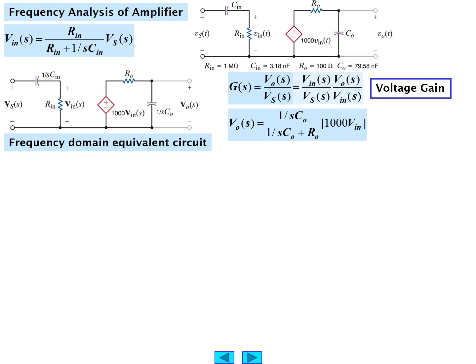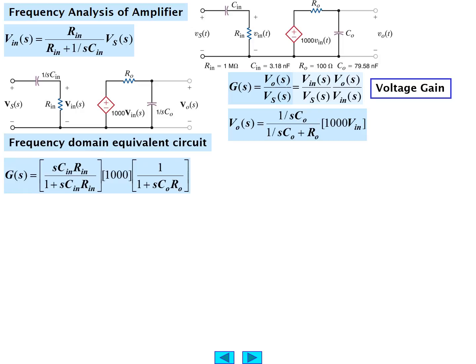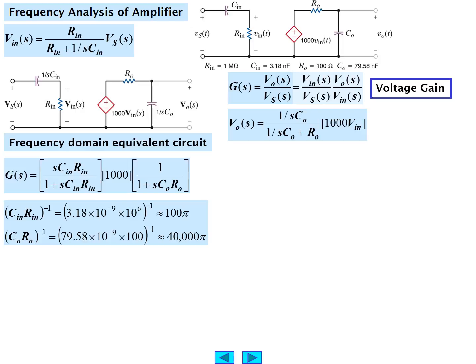Making those substitutions, we get V0 of S is 1 over SC0 divided by 1 over SC0 plus R0, multiplied by the dependent voltage source gain, which is 1000 Vin. Or, if you will, bringing those terms together, we can calculate the gain then as S times Cin Rin divided by 1 plus S Cin Rin, times 1000 as a gain, multiplied then by 1 over 1 plus S C0 R0.